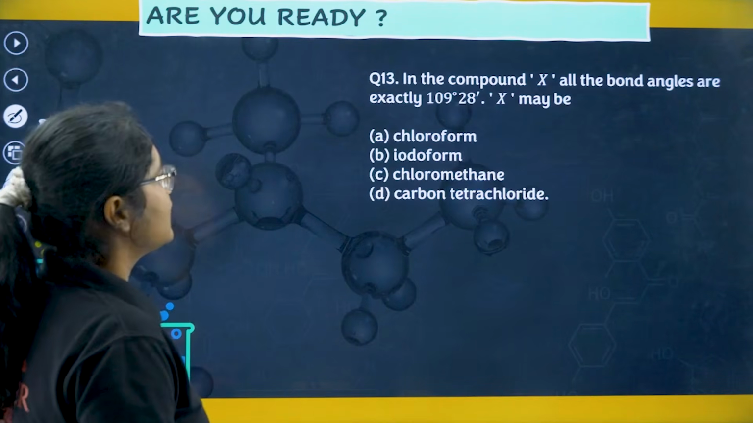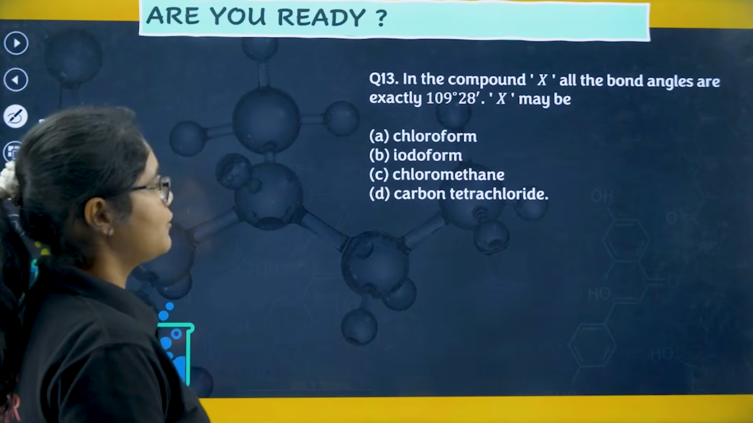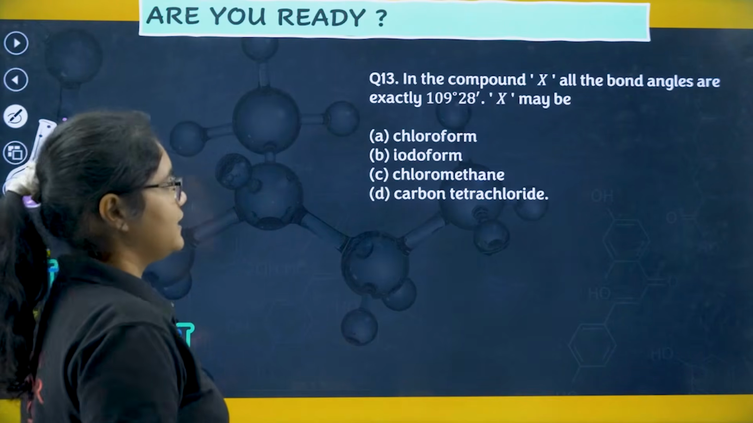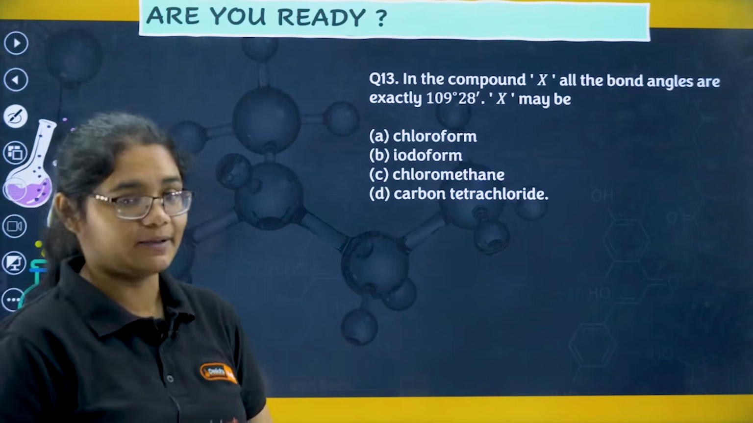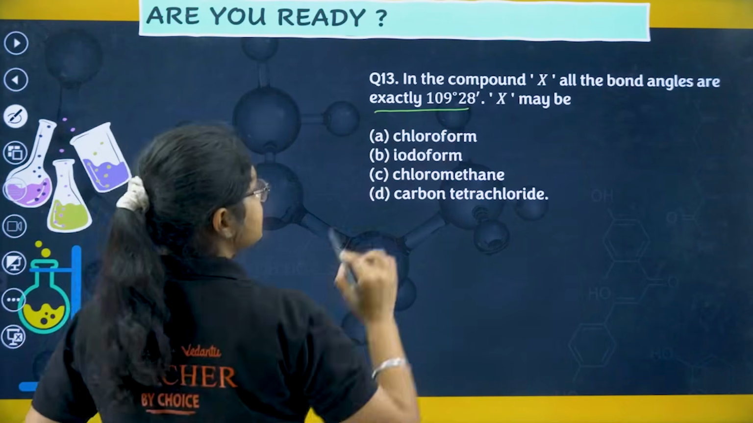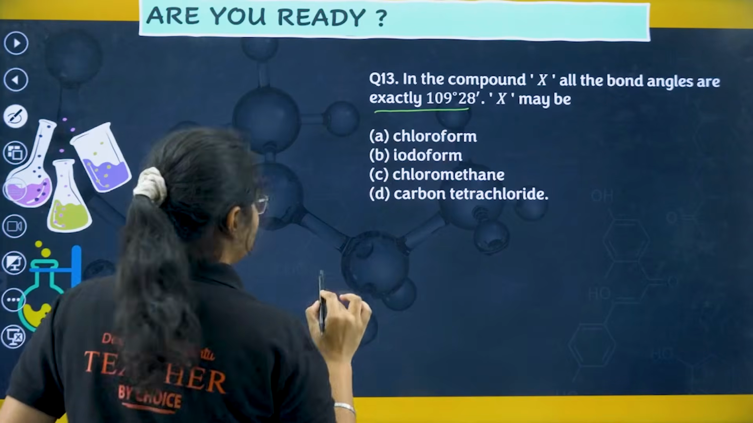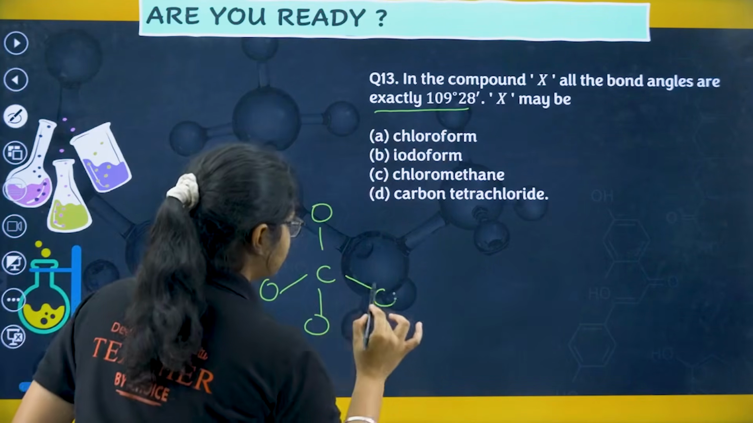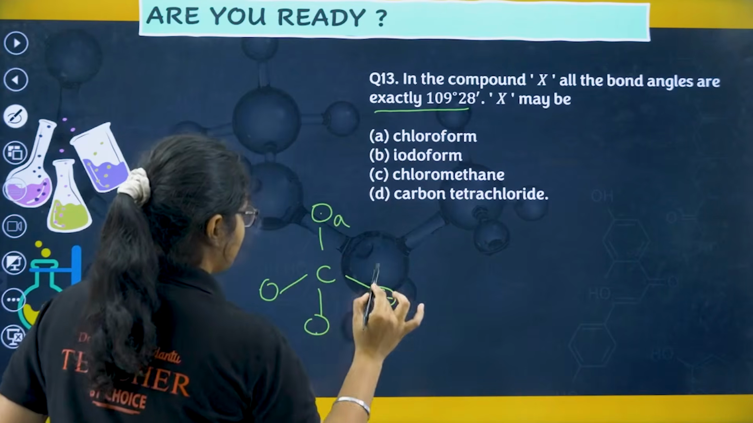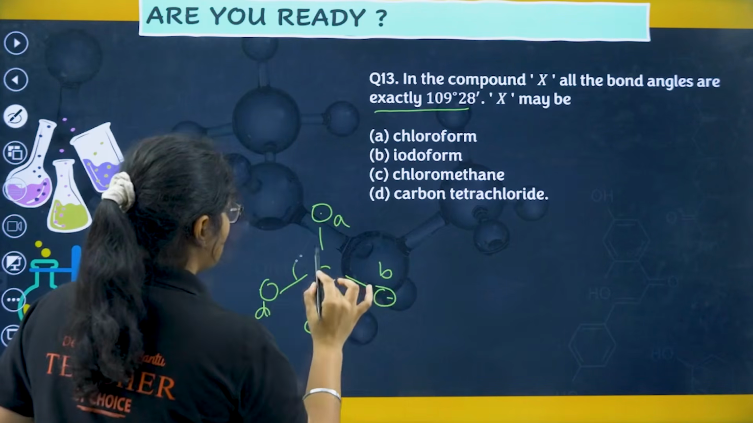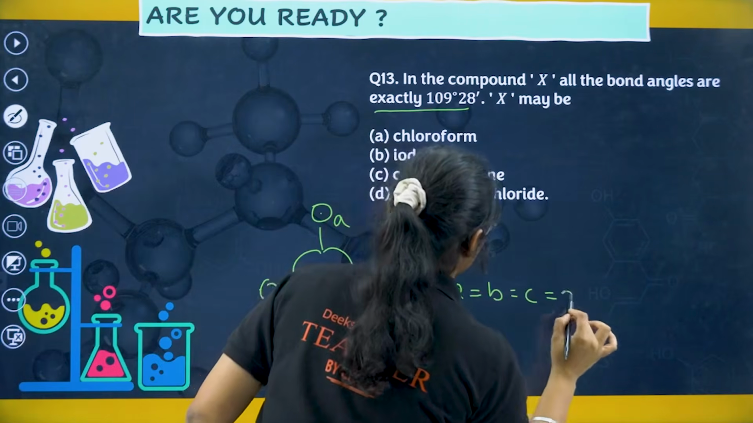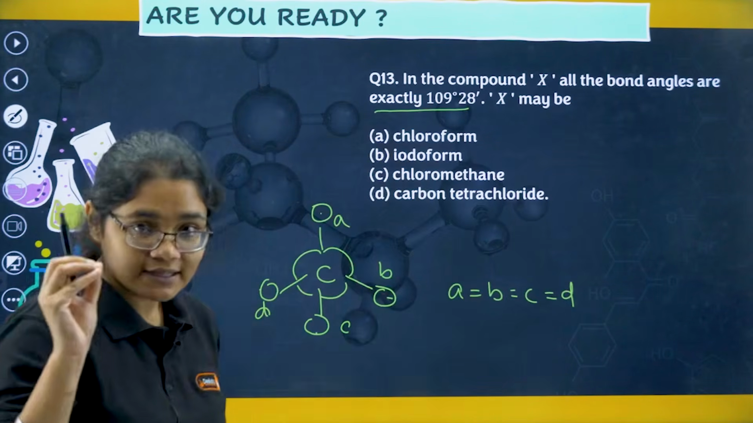Next we have the compound X. In the compound X, all the bond angles are exactly the same, 109 degrees 28 minutes. X may be? So when all the bond angles are the same, that means the 4 groups that you have attached must be the same. So A, B, C, D: if these bond angles are equal, then A should be equal to B, equal to C, equal to D. Means all the 4 groups should be the same group.